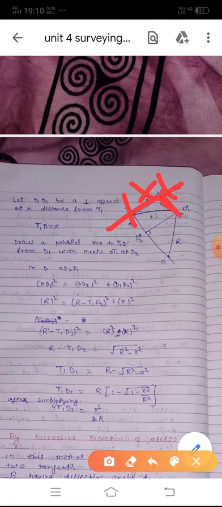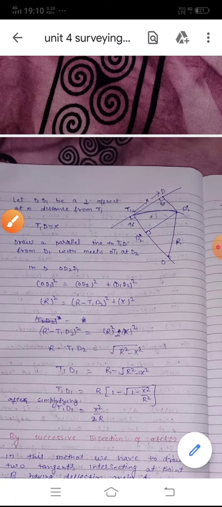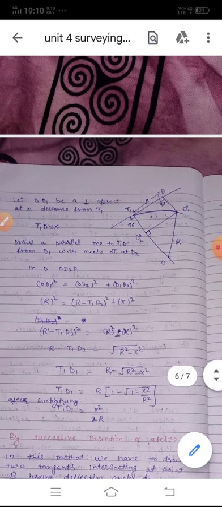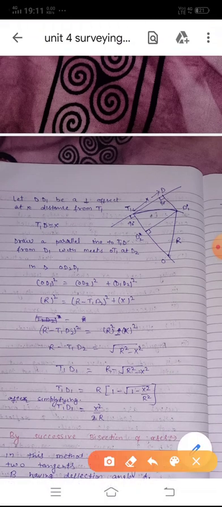Draw a parallel line to T1 from d1. This is parallel to this line. Then the triangle is made, this is our O point, this is our d1 point and this is our d2 point. Then in this triangle, as we know, we use the Pythagoras theorem.